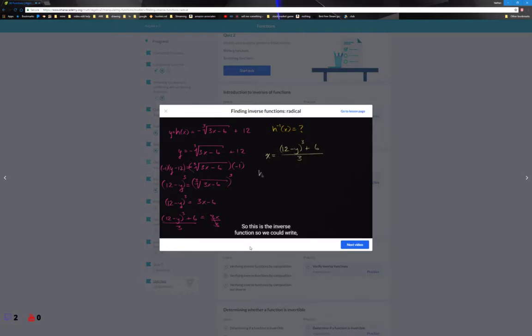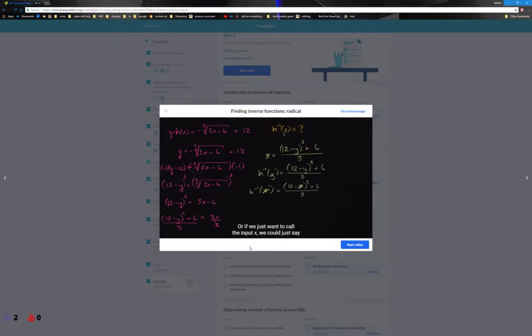So we could write h inverse of y is equal to this business, 12 minus y cubed plus 6 over 3. And like we said in previous videos, this choice of calling y the input could be anything. We could call that star. We could say h inverse of star, and we're just naming our input star, is equal to 12 minus star cubed plus 6 over 3.